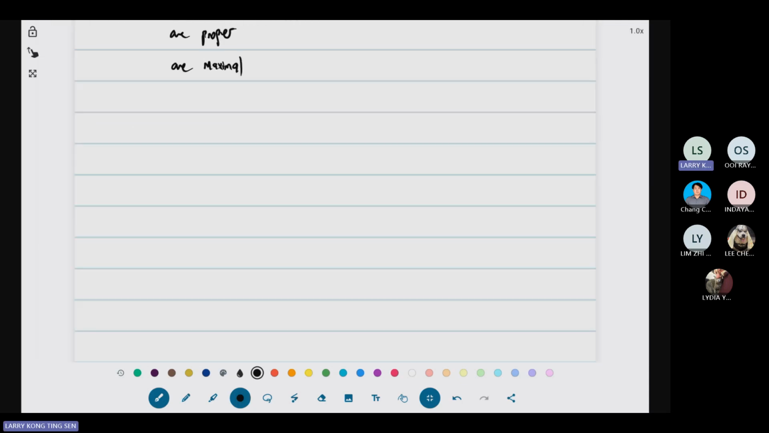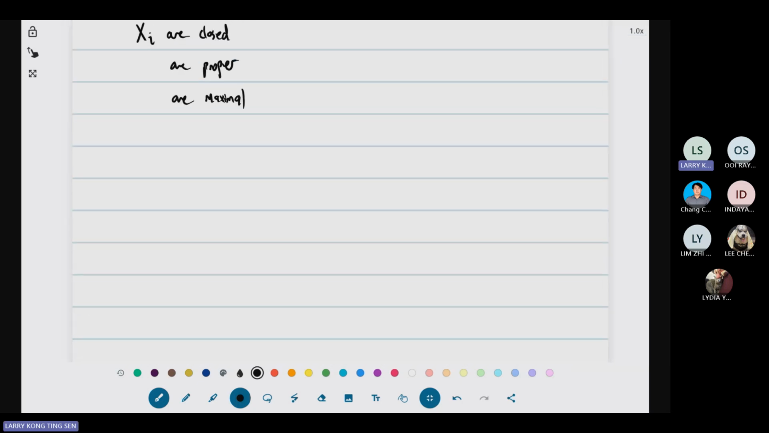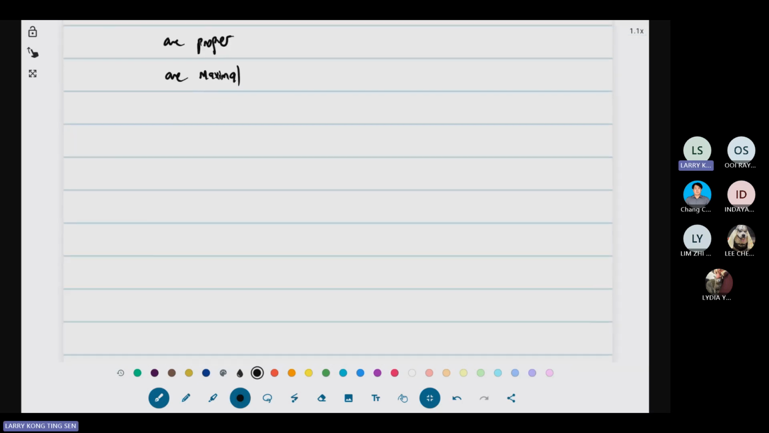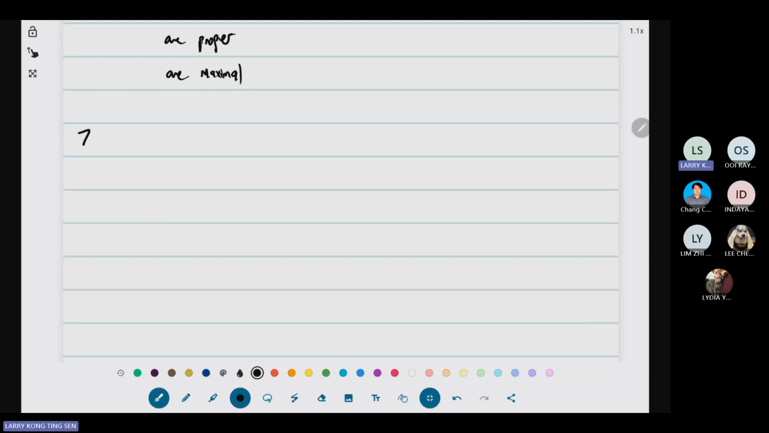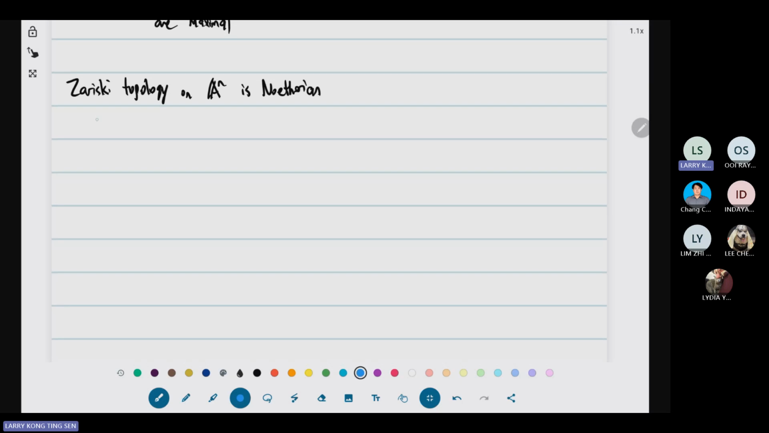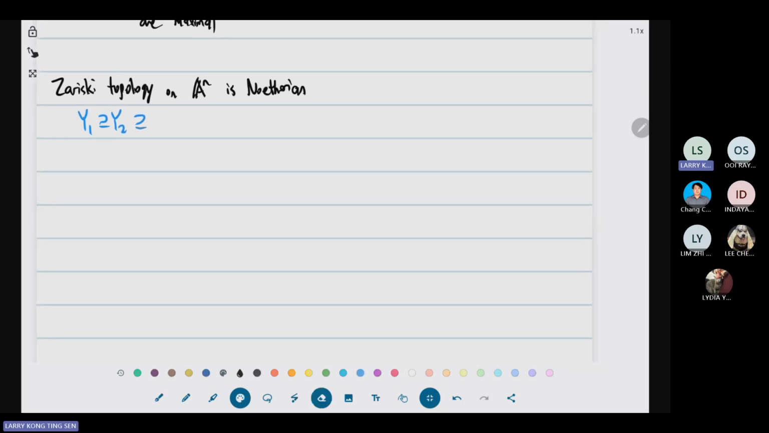Okay, but of course, why did I introduce the concept of Noetherian to begin with? That is because the Zariski topology on A^n is in fact Noetherian. And I'll go through this proof. It's pretty simple enough, actually. Okay, so let's say we have any descending chain of the closed sets of A^n, in this case, basically the algebraic sets.